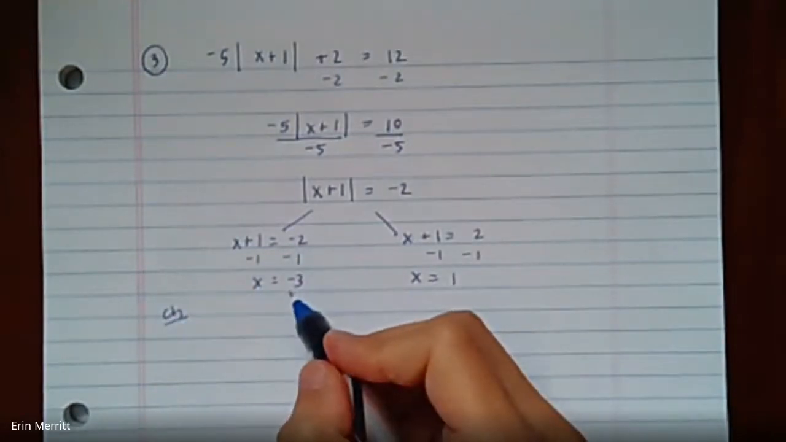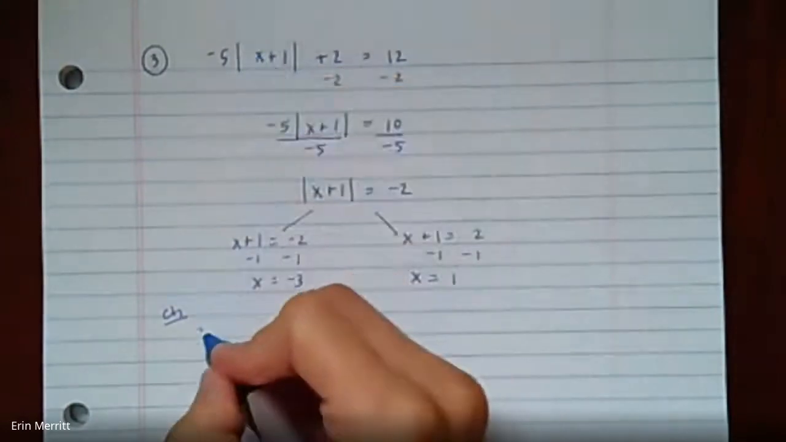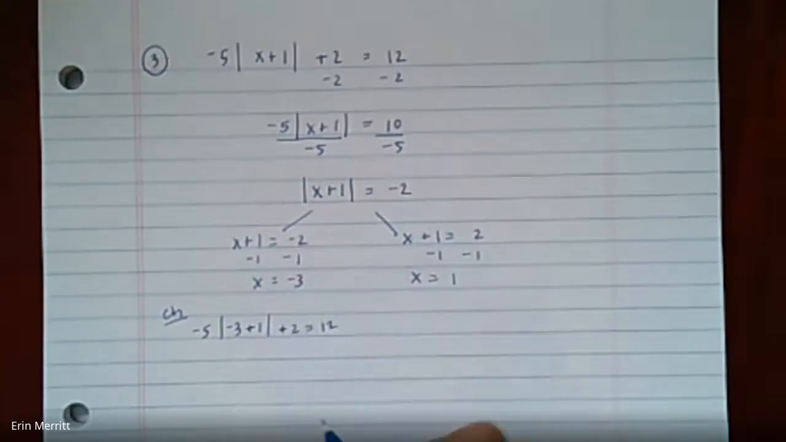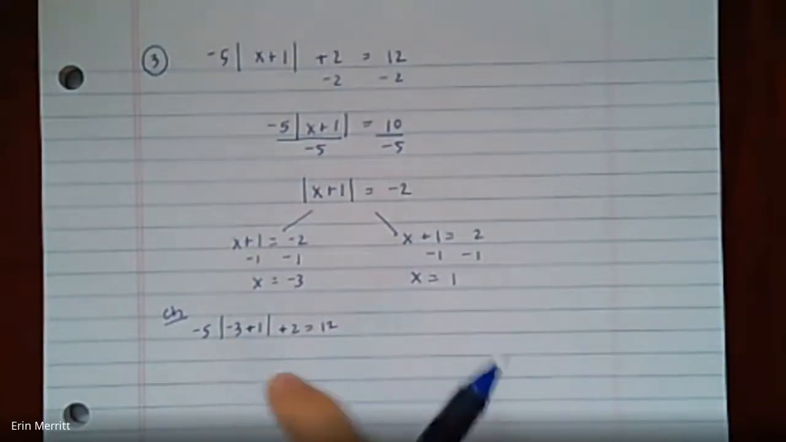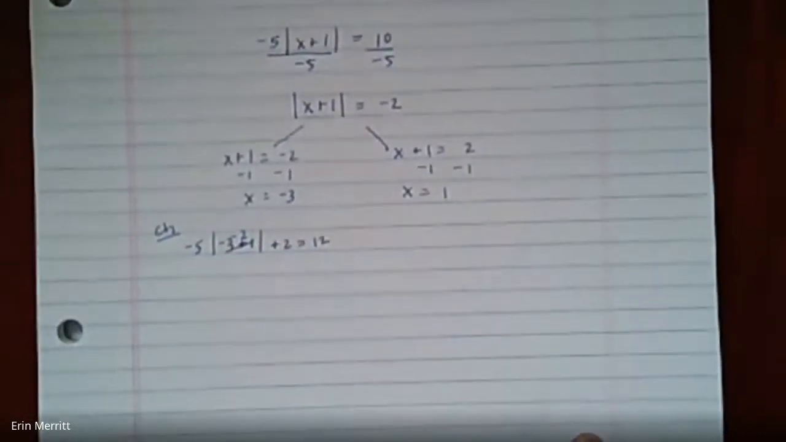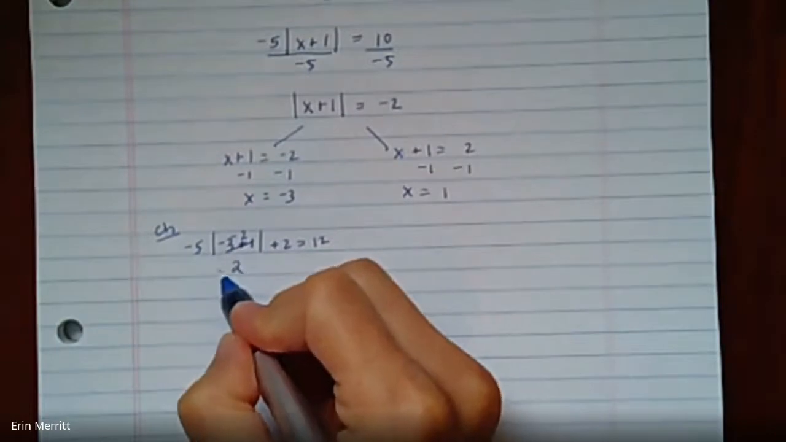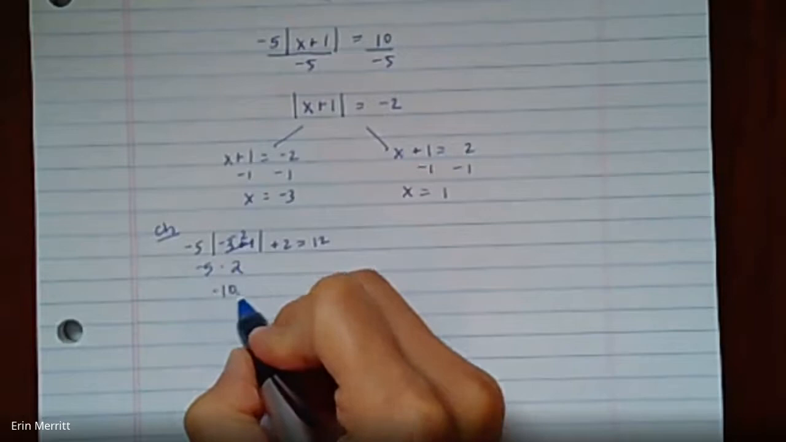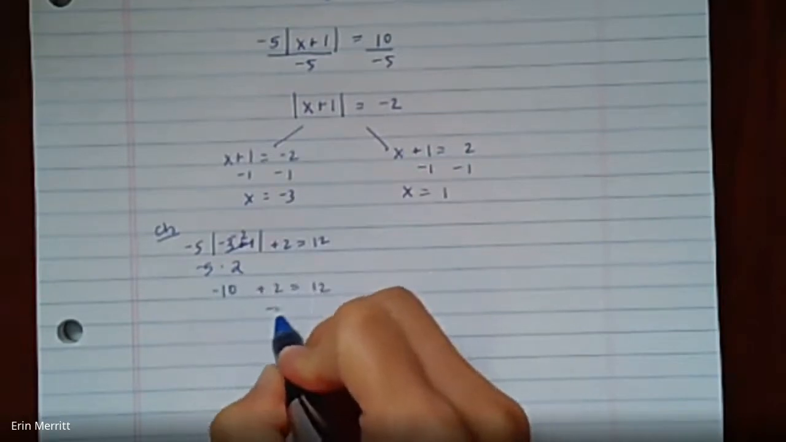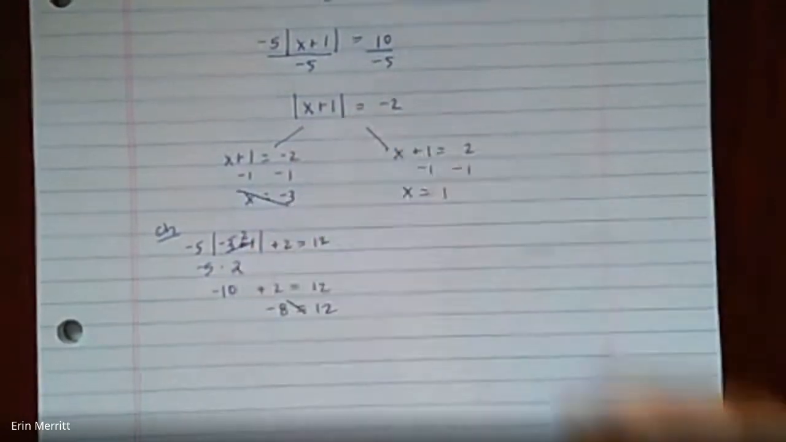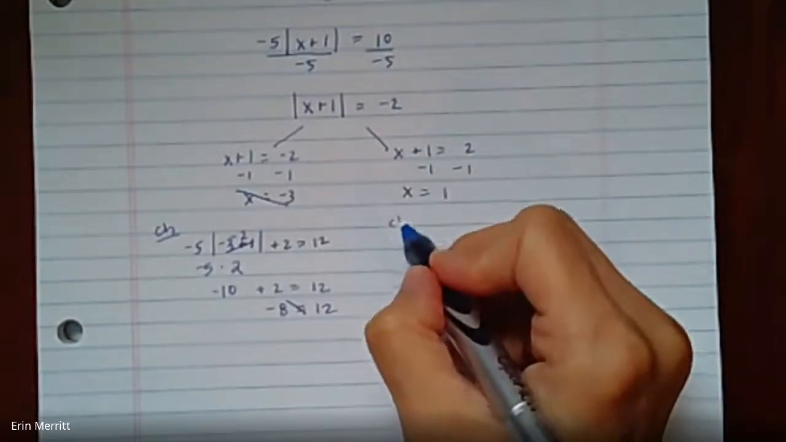So if we plug in negative 3 into the original, we get negative 3 plus 1 on the inside, which is negative 2. Now take the absolute value of that. So the absolute value of negative 2 is just 2. But then it's negative 5 times that. So that becomes negative 10. Add 2 to it, and we get negative 8 equals 12. When we get 2 values that don't match, that's where we're going to reject that answer. All right? Play the game over here.